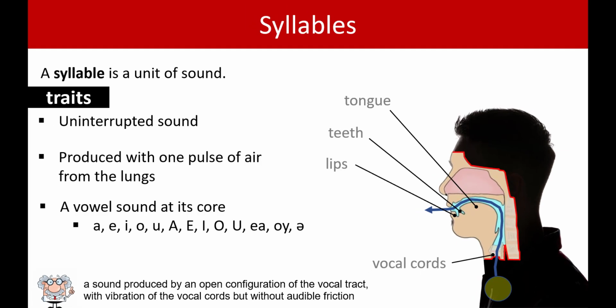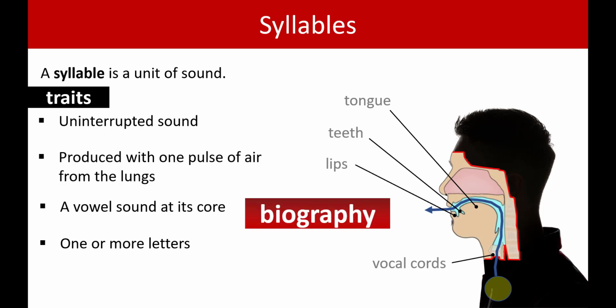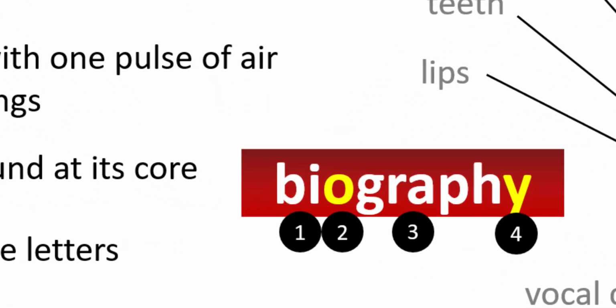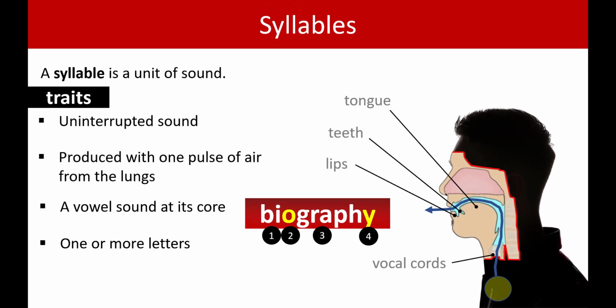Here's another trait. A vowel can be made up of 1 or more letters. Look at this example. Biography. Bi, o, graph, e. Syllables 2 and 4 are 1 letter, but syllable 3 is 5 letters. This means for the vowel sound, there will be no interference from the vocal tract, but for other letters in the syllable, there could be. For example, look at buy. Say the syllable buy and you can feel your lips come into play. Okay, let's clear that.